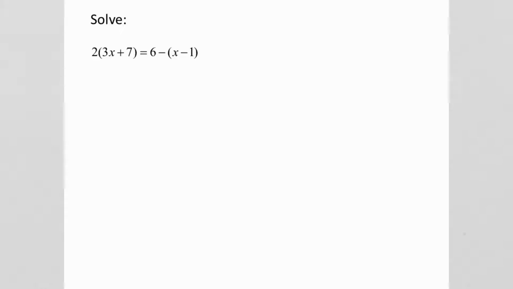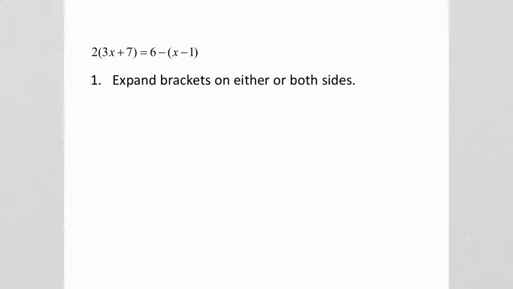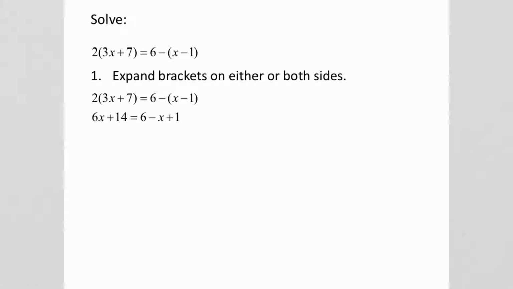So, let's solve an equation for x where we've got brackets on this side and brackets on that side. To solve this we apply the first step: we expand the brackets on either or both sides. In this case we've got brackets on both sides, so we'll expand both sides. When you expand brackets in general, the number outside of the bracket you multiply inside.